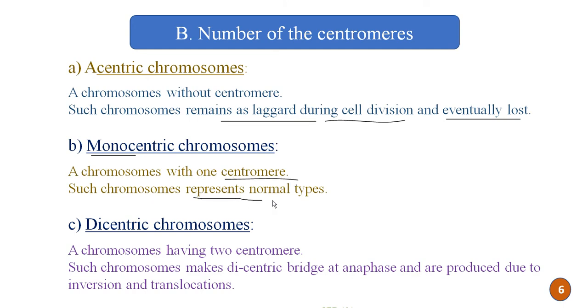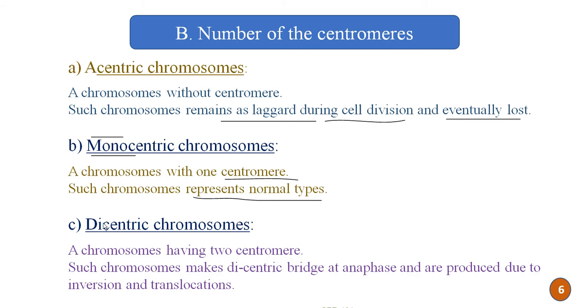Then next is the monocentric, as its name indicates, a chromosome with 1 centromere, and such chromosomes represent the normal type. So we all know that the chromosomes of most organisms are monocentric. That means having only 1 centromere, and these are the normal types of chromosomes, which represent the normal growth and body of the organism.